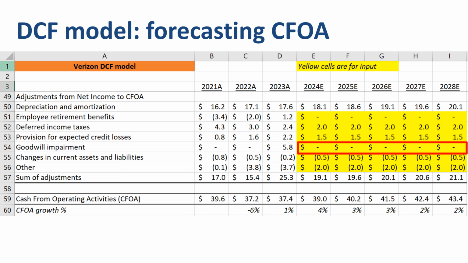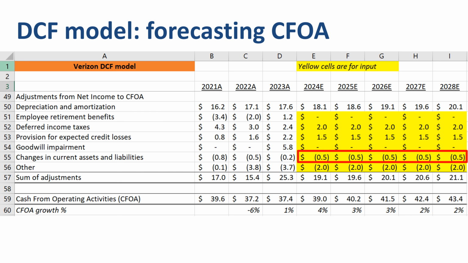As we have discussed when forecasting the income statement, let's assume the goodwill impairment is non-recurring. Changes in the current assets and current liabilities. In other words, the effect of changes in working capital. When revenue is growing, working capital tends to increase as well. Therefore, let's assume a use of cash here of $500 million per year, in line with the average of 2021 through 2023.